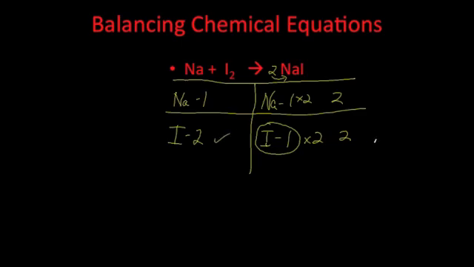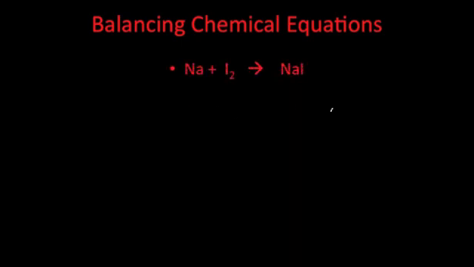Now my iodines check out, but my sodium is now out of whack. So how do I convert this to 2? I put a coefficient of 2 in front of it, and it becomes 2 atoms of sodium on either side of the equation. We try to add the smallest coefficient possible, so the least common denominator is our goal here. Alright, now let's do another one.